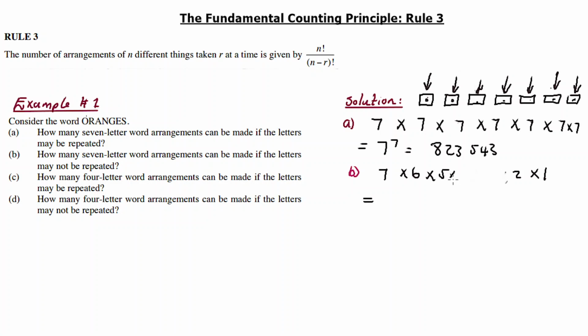So it will be 7 times 6 times 5 times 4 times 3 times 2. So this is 7 factorial. If it was 5, 4, 3, 2, 1, this would be 5 factorial. A factorial is 7 so.